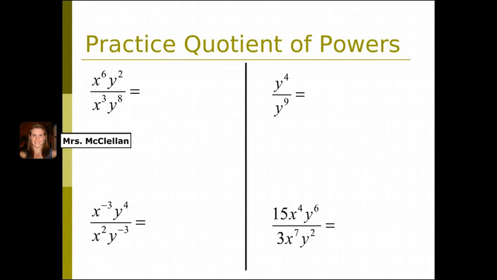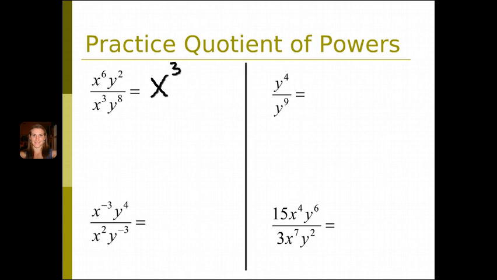Now let's practice the quotient of the powers. We look at the first problem that has x to the 6th, y to the 2nd over x to the 3rd, y to the 8th. So we are going to subtract the exponents of like bases. So we have x to the 6th divided by x to the 3rd, which will give us x to the 3rd when we subtract 6 minus 3.